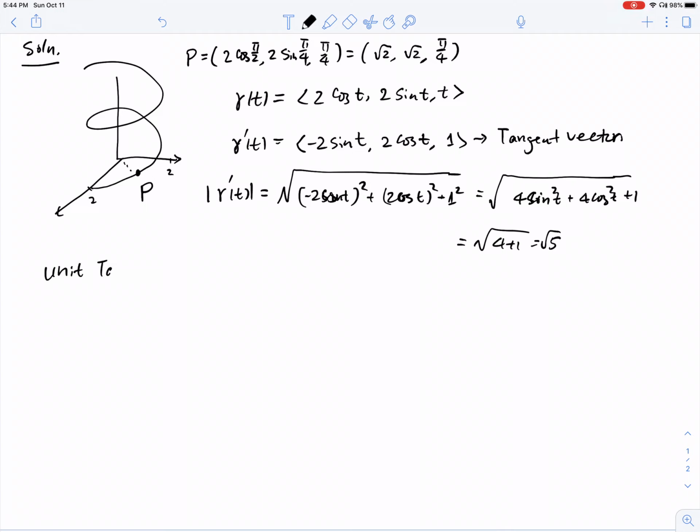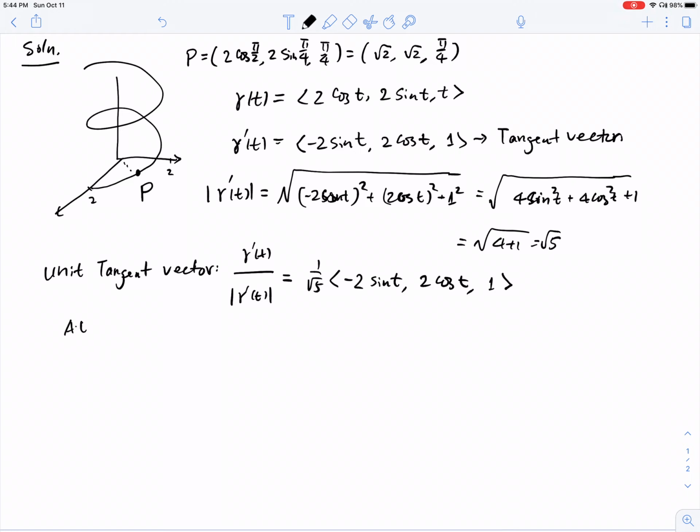Unit tangent vector is r prime of t over its length, and that will give us 1 over root 5, and here we still have -2 sine t and 2 cosine t and 1. That's the unit tangent vector at any point.